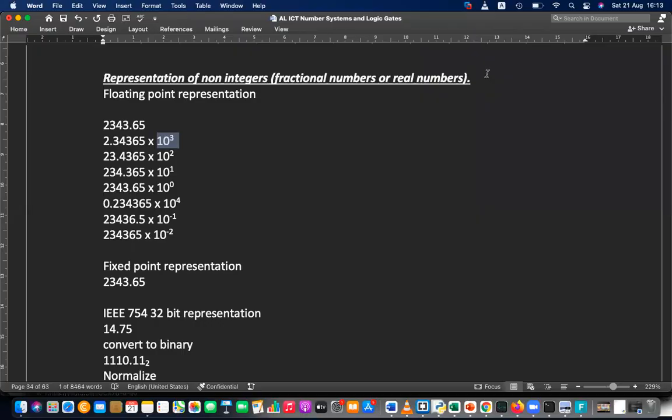In floating point representation, you can change this decimal point to any location. For example, you can put it after the 2. Here, 3 positions left means 10 to the power 3. If 2 positions, then you can write 10 to the power 2. If 1 position, only 10 to the power 1.